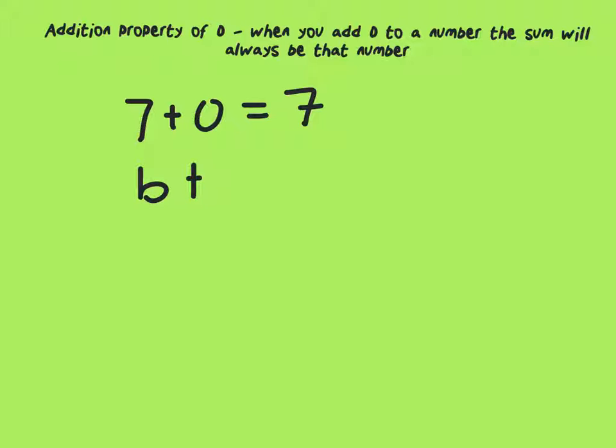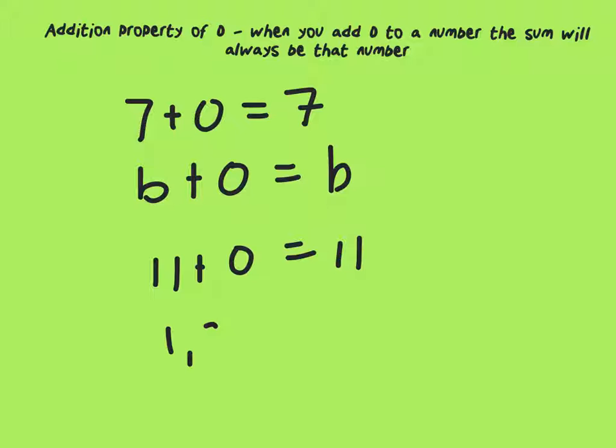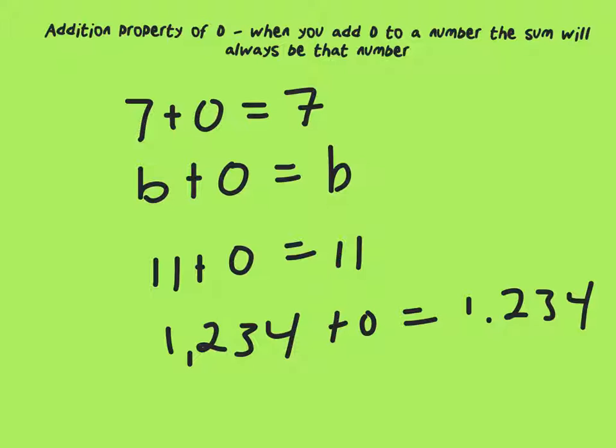B plus 0 is going to be B. Any number you add 0 to is always going to be the number, correct? So 1,234 plus 0 is going to be 1,234. Once again, we call that the addition property of 0. Pretty easy, right?